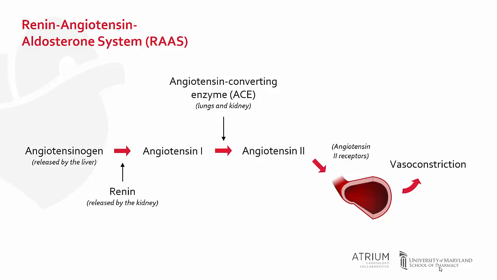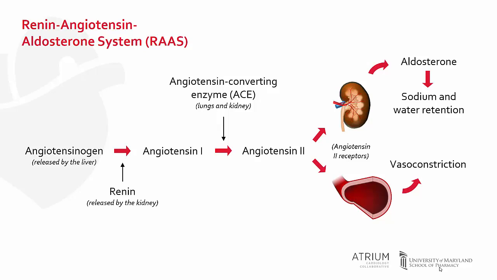Additionally, angiotensin II also binds to angiotensin II receptors in the adrenal cortex, which stimulates the release of aldosterone. Aldosterone promotes sodium and water retention, which can increase blood pressure by increasing blood volume.